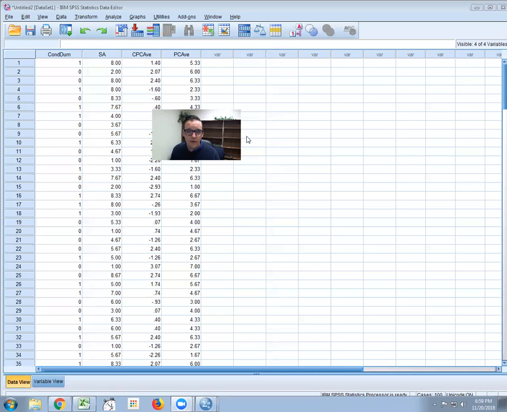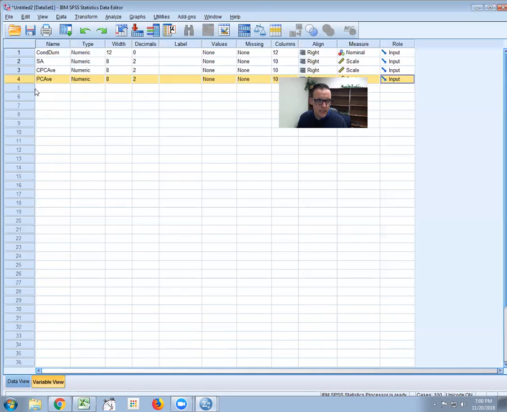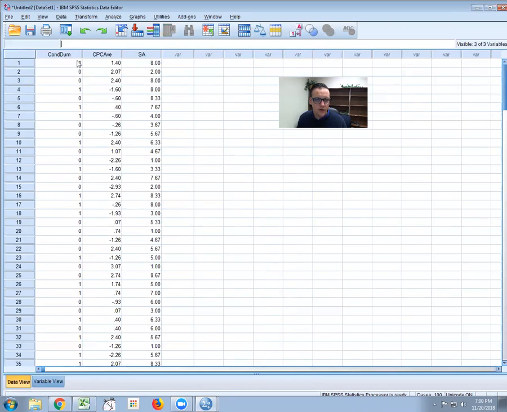So here we have our data. We have our categorical variable, which we have dummy coded. We have our dependent variable, and we have our second predictor variable, which we have centered. This is the uncentered one. We don't really need it, so I'm just going to go ahead and delete that. And I'm going to move this one up so that the two predictors are next to each other. So we've got our two predictors, and we've got our outcome variable.